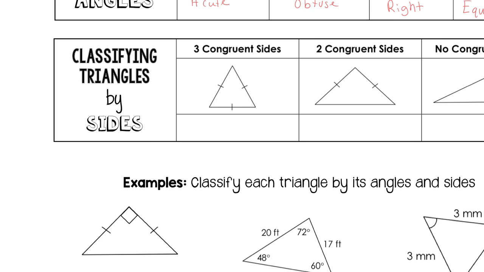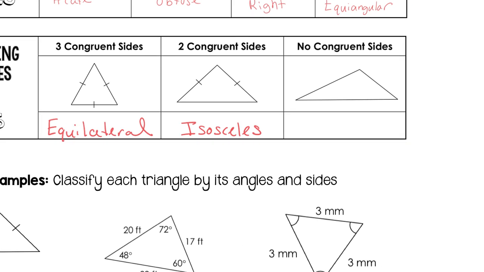Okay, so now we're going to talk about classifying triangles by its sides. Whenever you have three sides that are all the same length, we consider that triangle equilateral. Whenever it has at least two congruent sides, we call it isosceles. And then whenever we have no congruent sides, we call it scalene.